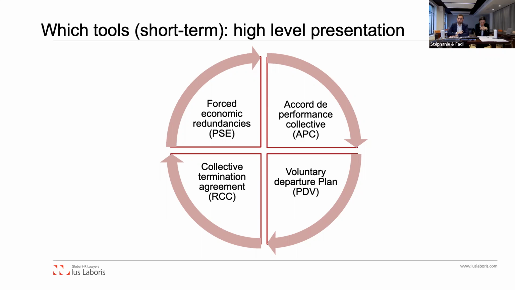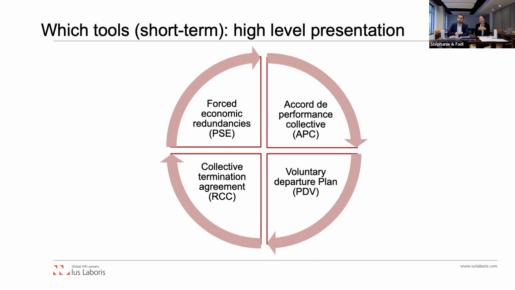You also have what we call the accord de performance collective. It's a specific agreement that will enable the company, for example, to modify the remuneration of the employees, or to modify, for example, the location of employees. It's something that must be negotiated with your unions. Then you offer the modification to your employees, and if they refuse, you will be able to make them redundant for what we call a cause for grounds.